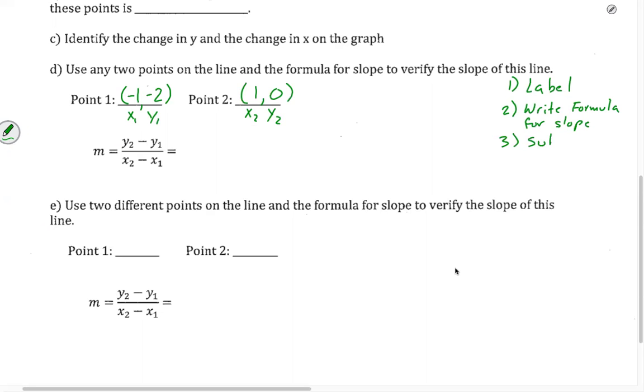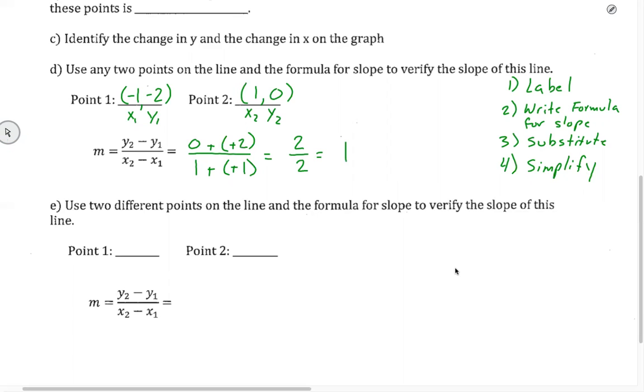Three is to substitute. So y2 is 0, y1 is -2, so I have 0 minus -2. Notice I put it in parentheses, over. x2 is 1, and x1 is -1. So again, I'm going to put that -1 in parentheses. Now I substitute. And step number 4 is simplify. So 2 negatives make a positive, so it's going to be 2. And again, 2 negatives make a positive, that's 2. And I need to keep simplifying because 2 over 2 is 1. There we go.